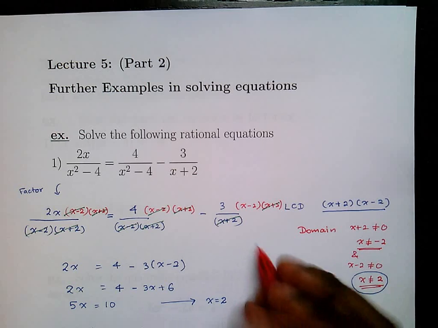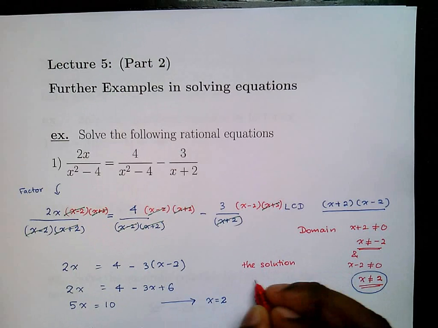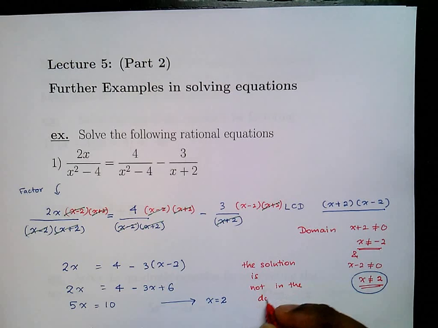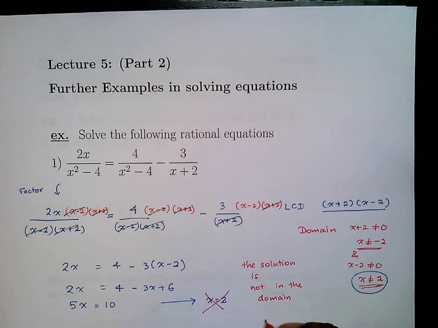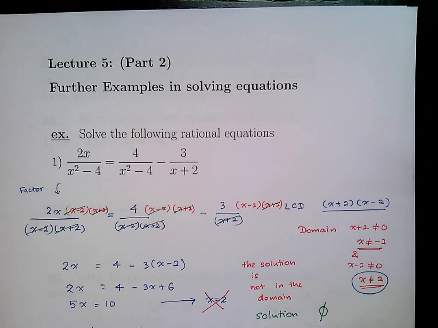So the solution is not in the domain. So we just got only one possible solution, but that is not in the domain. So there is no solution for this equation. So we can say the solution is the empty set. Okay, that's disappointing, right? Just solve it and you just say, well, there's no solutions.